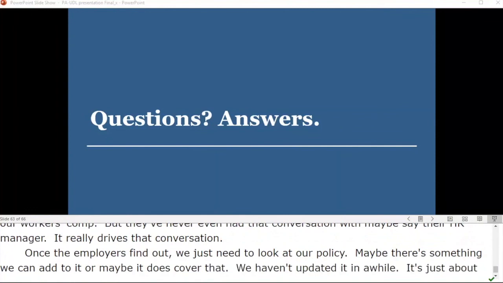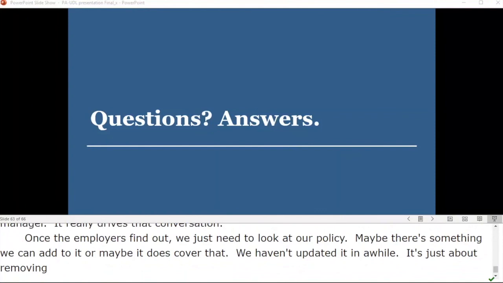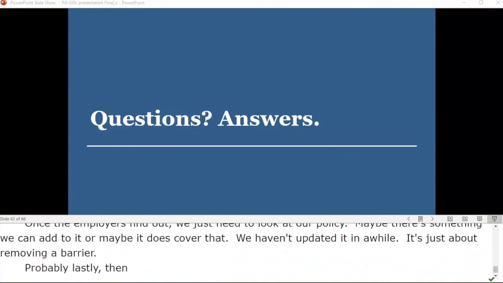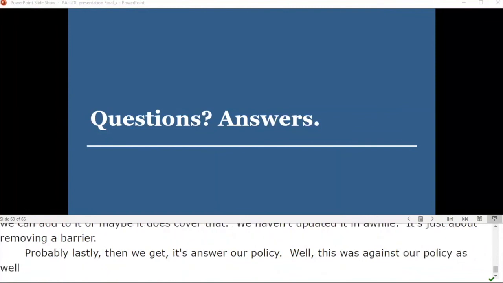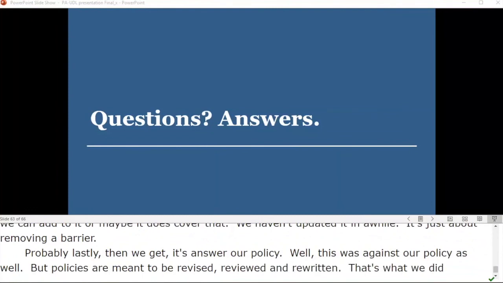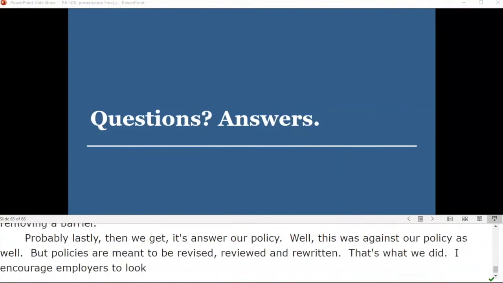And then probably lastly, we get, well, it's against our policy. And I'm like, well, this was against our policy as well, but policy is meant to be revised, reviewed, and rewritten. And so that's what we did. And so I just encourage employers to look at their policy to see if it's an internal policy, something that they can change.